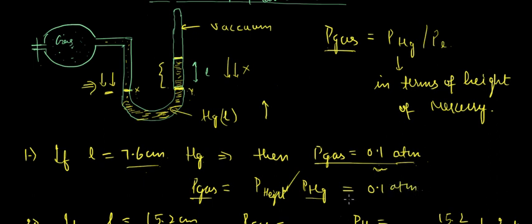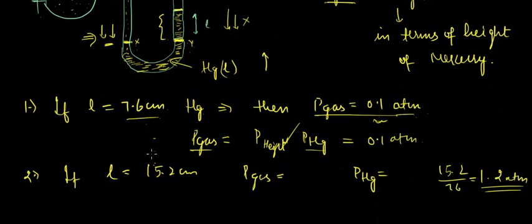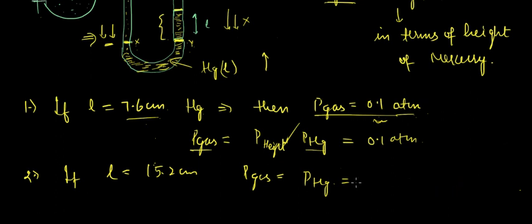Similarly, if the height was 15.2 centimeter, let's say, then the pressure of gas at point X would be equal to the pressure of mercury at point Y, which should be equal to 15.2 divided by 76, which is nothing but 0.2 atm. Okay, so now let's move on to open end manometers.